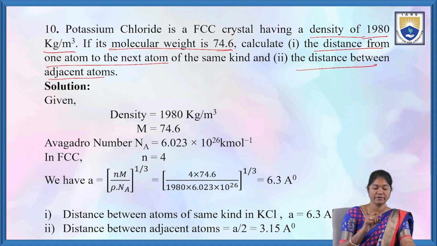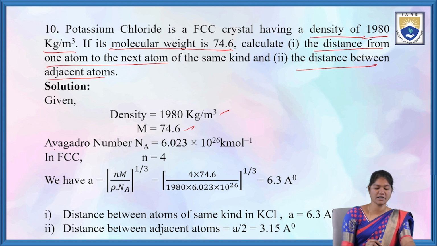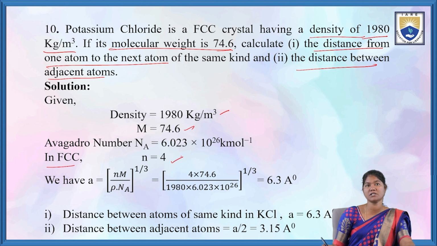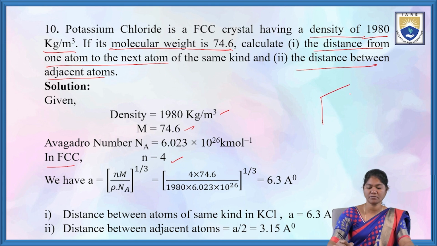So the solution: the given data is density 1980 kilogram per meter cube, molecular weight 74.6, and Avogadro's number Na equals 6.023 into 10 power 26 per kilo mole. Then in FCC, the number of atoms is 4. FCC is a face-centered cubic crystal.